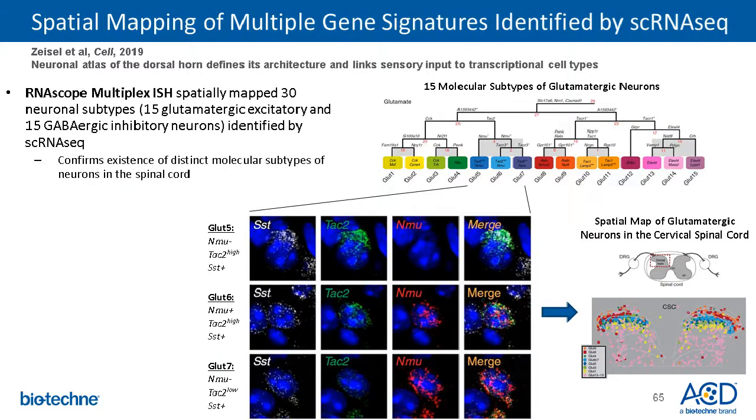This is another very nice study, also from the Karolinska Institute, that spatially mapped multiple gene signatures that were identified by single-cell RNA sequencing. 15 molecular subtypes of excitatory neurons and 15 molecular subtypes of inhibitory neurons in the spinal cord were revealed. RNAscope was used to not only validate the gene signatures of all 30 subtypes, but also to create a spatial map of these neurons in the cervical spinal cord.